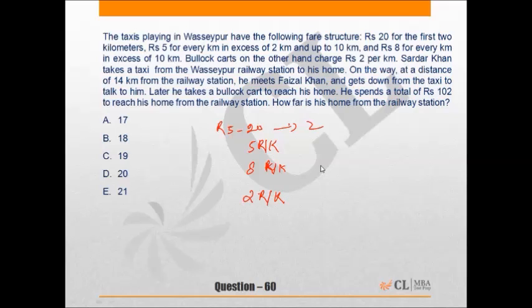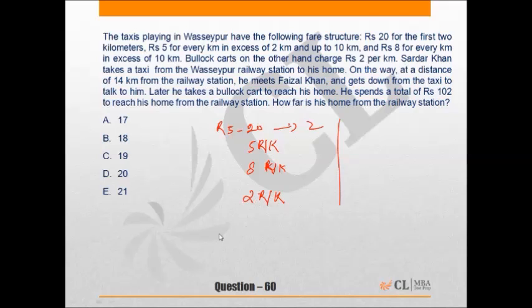Sardar Khan, who travels from the railway station to his home, covers the first 14 kilometers through taxi and the rest of the distance by bullock cart, and pays a total of 102 rupees, and we have to find the distance between his home and the railway station.